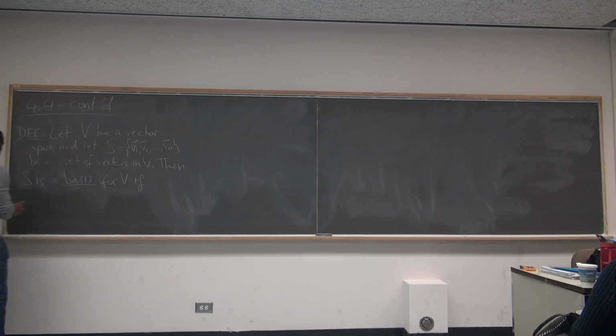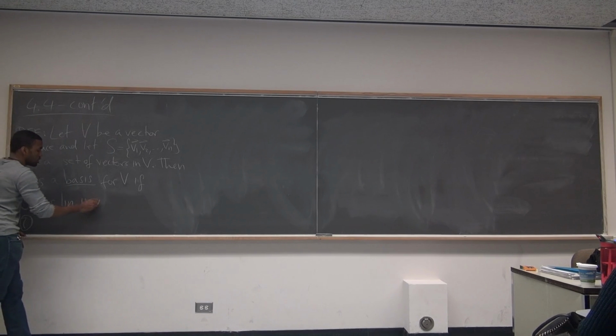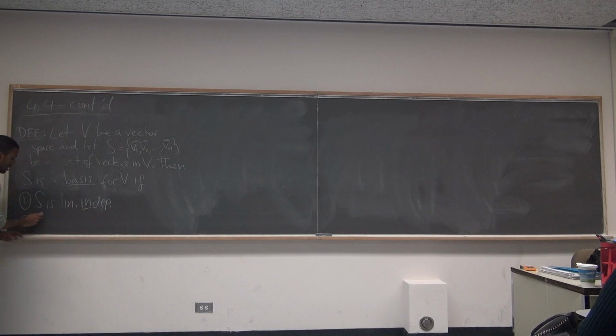What are the two things that make a set a basis? S is a linearly independent set, and S spans V. What does it mean to be linearly independent? If you take the linear combination equal to the zero vector, only the trivial solution exists.